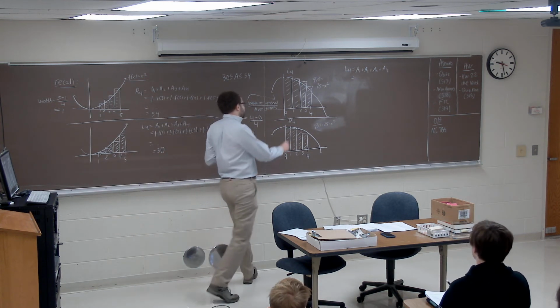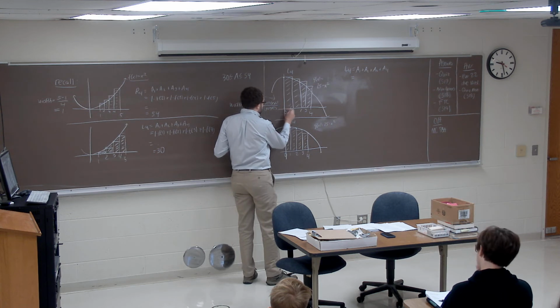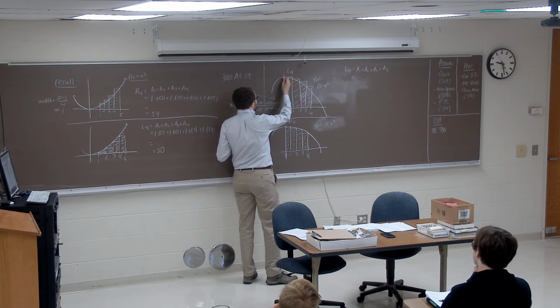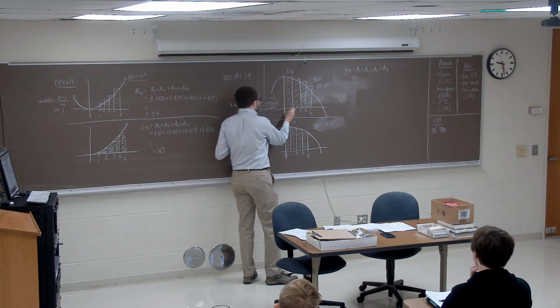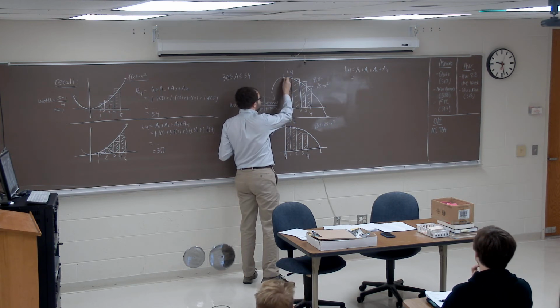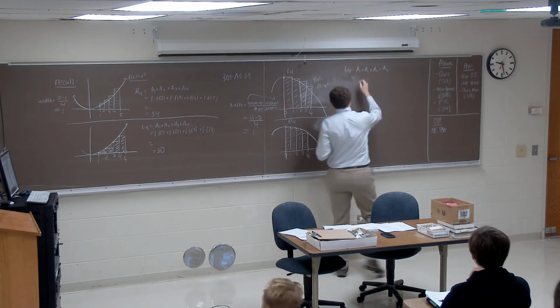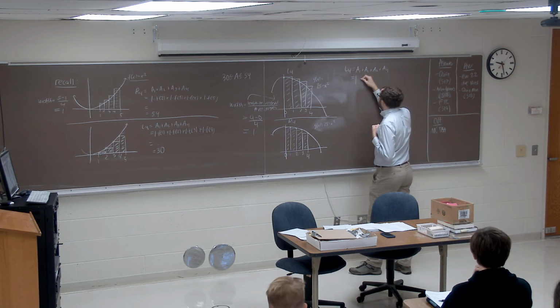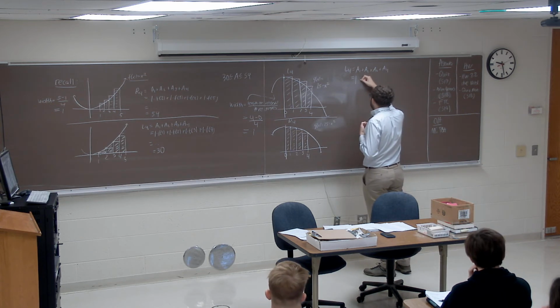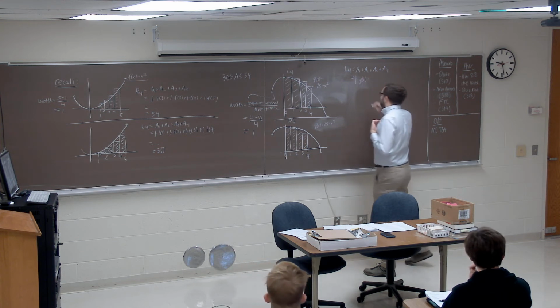So we have our first rectangle goes from 0 to 1. If we're doing a left endpoint approximation, we look at the left endpoint of that rectangle, which is at x equals 0. Plug that into the function g of x, and our first rectangle will have an area of width times height, which is 1 times g of 0.